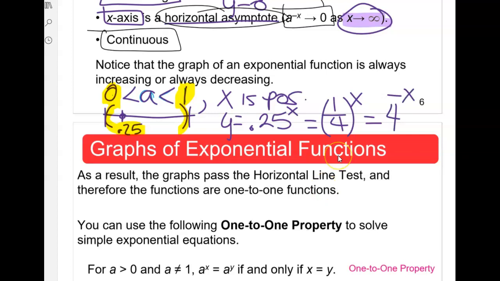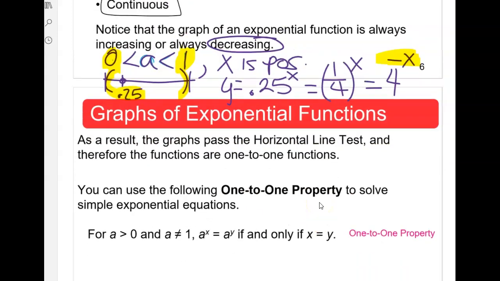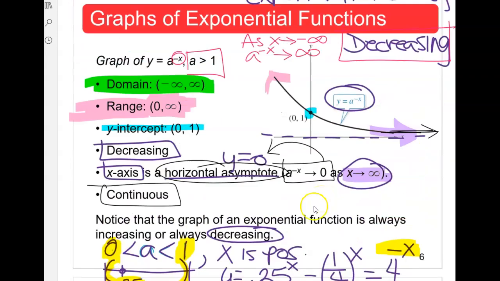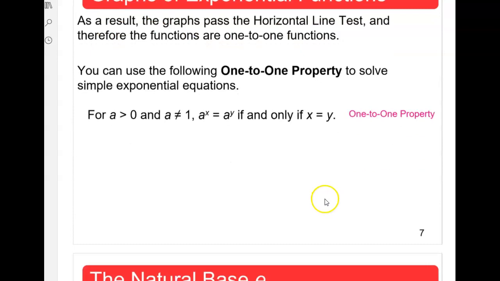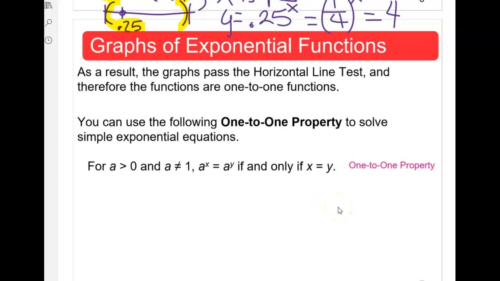Yes, so for all of those, it will also be decreasing and it will fit the same properties as the ones that we did on this slide with the power negative x. Okay, now we're going to look at some properties that will help us get to the point where we could solve equations.